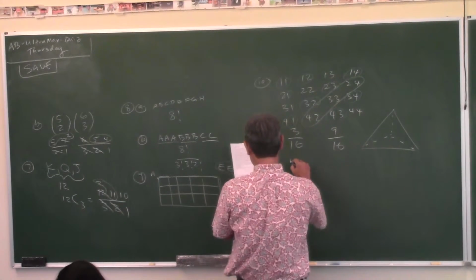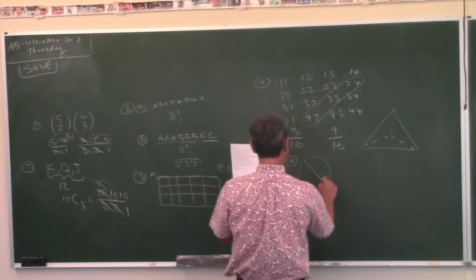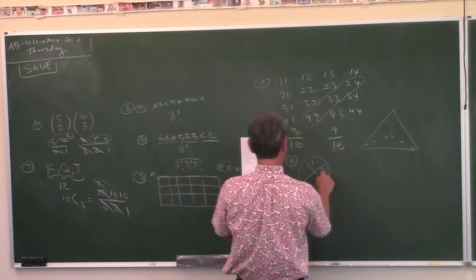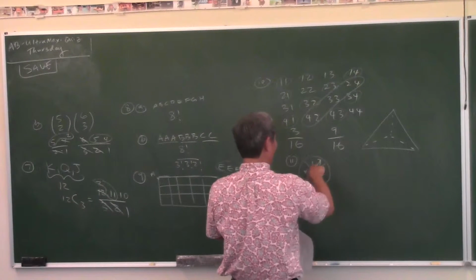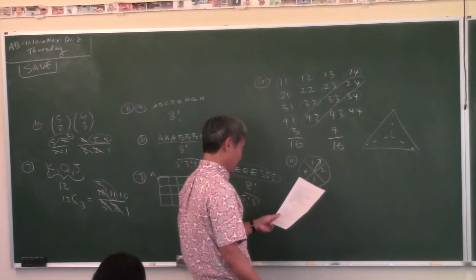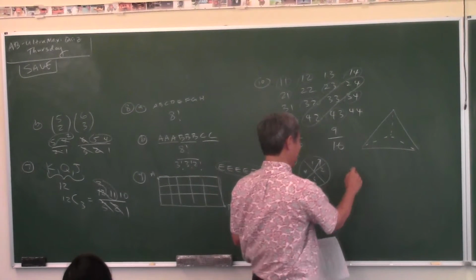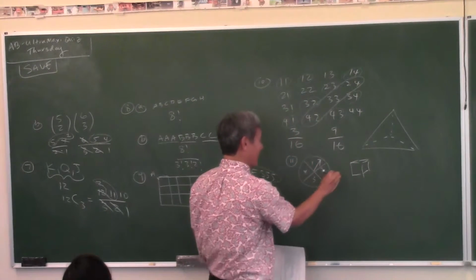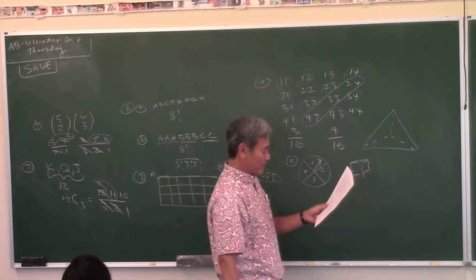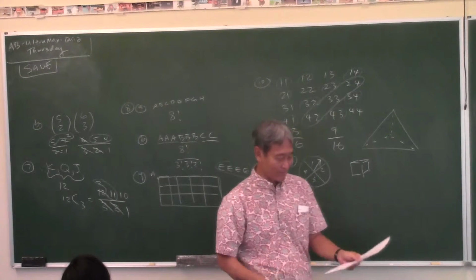Number 11. The spinner shown is spun. So you have a spinner like this, 1, 2, 3, 4, and you're gonna spin the thing like that. Okay? And then you're gonna roll a die. I'm gonna draw a picture of a die. So you're gonna spin this, and then you're gonna roll a die. What is the probability that the spin is a 3 and the die shows a 5?